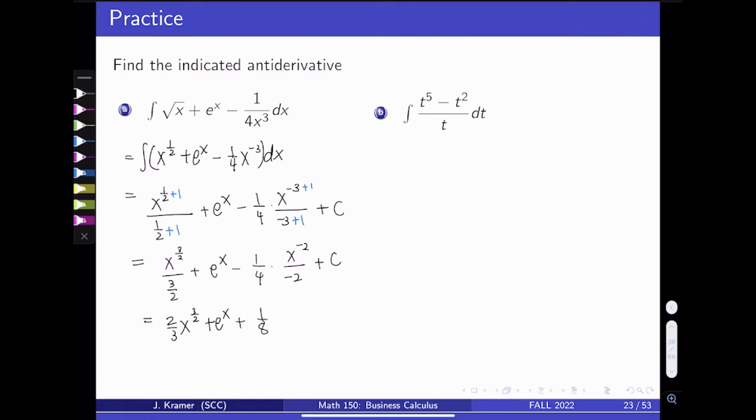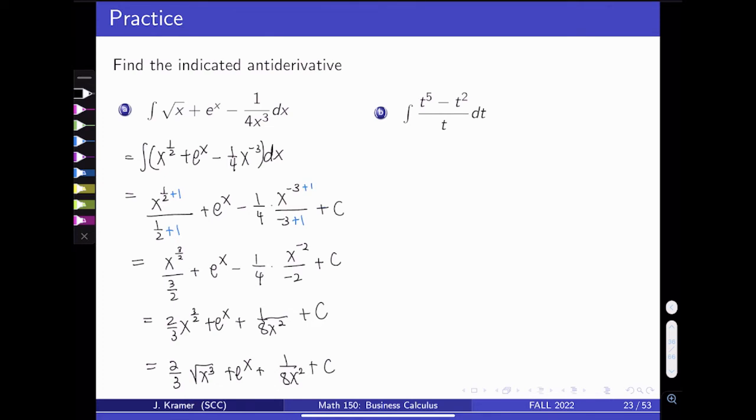This comes from 1/4 times negative 1/2. That gives us the positive, and then x squared. I move that negative power down to the denominator to make it positive. And I could take one more step to rewrite x to the 3/2 as the square root of x cubed, put it back in radical form. And so we see that the antiderivative is 2/3 times the square root of x cubed plus e to the x plus 1/8 x squared plus c.